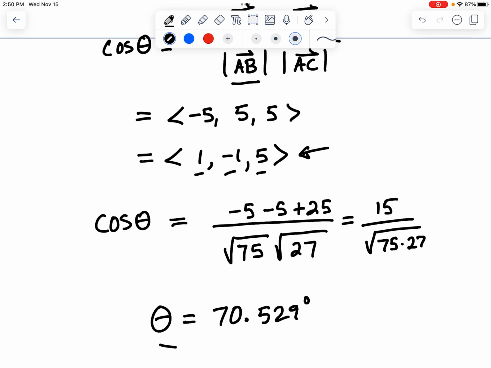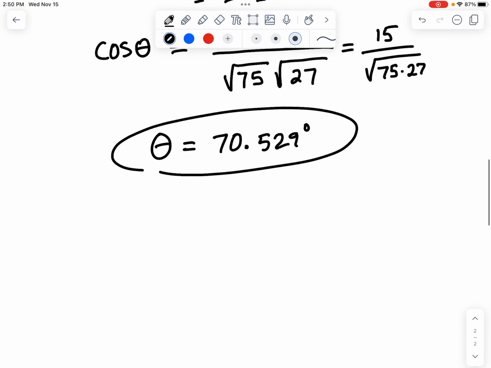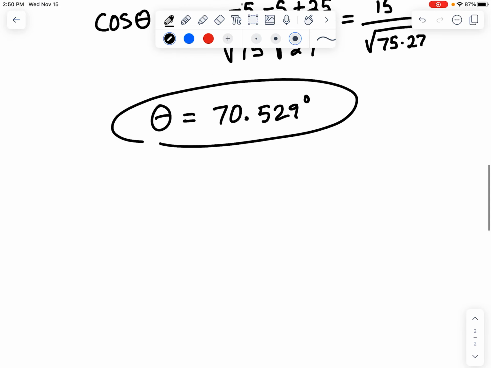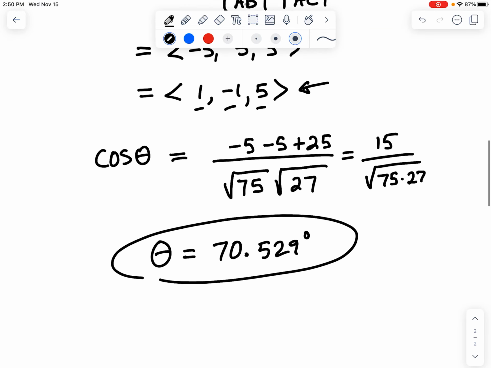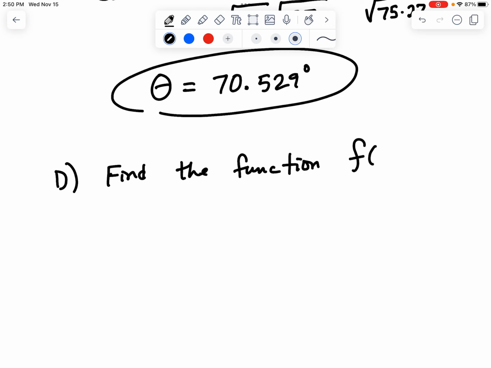70.529 degrees. All right, there's the angle between them. Next, find the line that goes through AB. What part is this? Part D already. Part D, find the function f of t that is the line that goes through A and B.